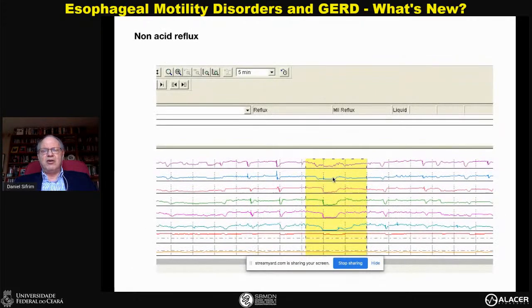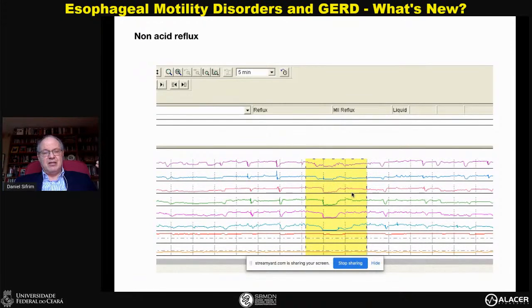Now, what is a non-acid reflux episode? This is a typical impedance tracing. These are the drops with swallows, as I mentioned earlier. This is a pH recording in the esophagus. This is a pH recording in the stomach. And you can see that there is a pattern of reflux in the impedance recording without a change in pH. This is a typical non-acid reflux episode.